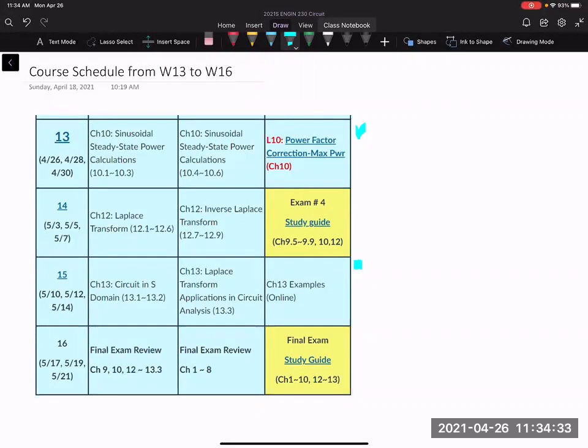Since the Laplace transform is the last new material, well, actually it's not new, but when we use it to solve circuits, it will probably be a little new to you. I will probably spend more time talking about the Laplace transform at that moment as well. After the 14th week, in the 15th week, we are going to show you how to apply the Laplace transform in circuits, and we will do some examples to help you understand how to analyze that.